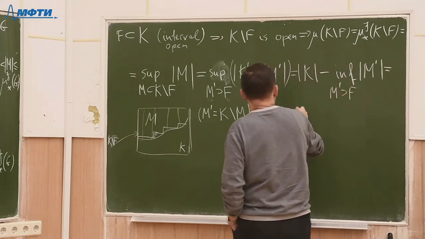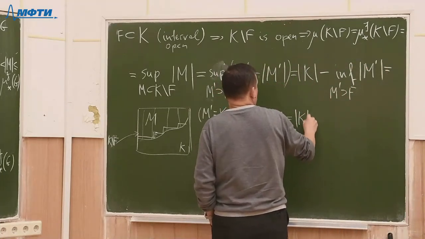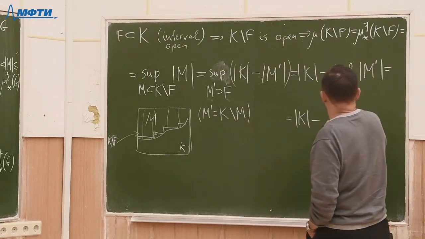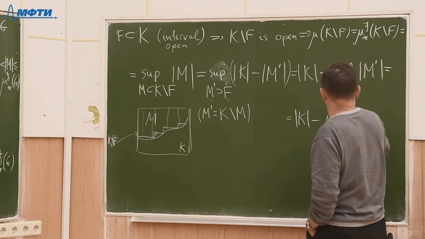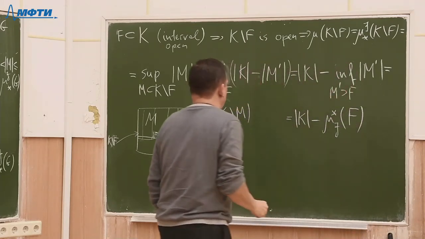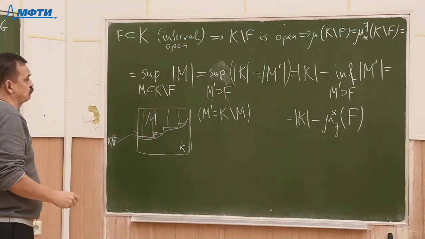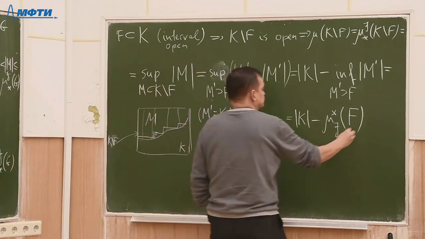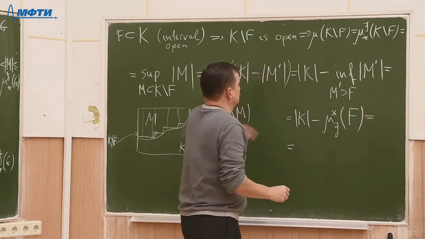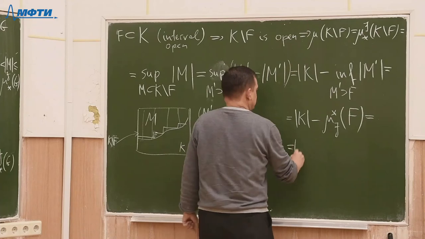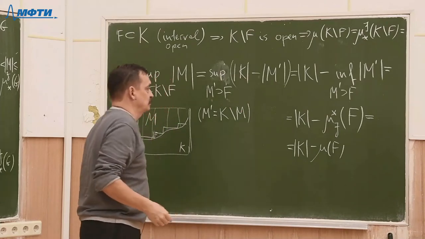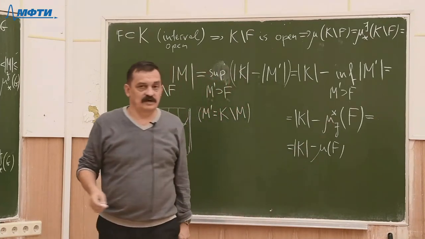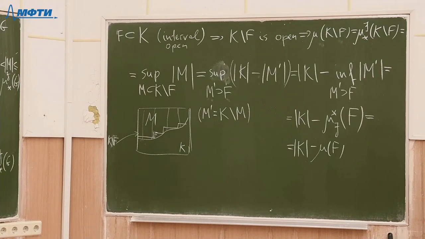And that is precisely K minus the outer Jordan measure of F. Which is equal, of course, yeah, measure of this K minus F is K minus measure of F for the Lebesgue measure. So we obtain those are also equal. That's it.